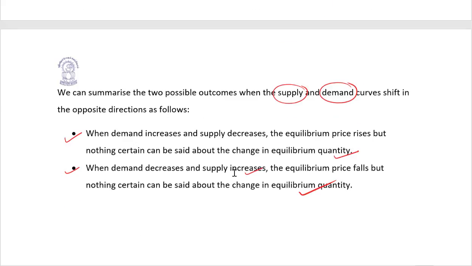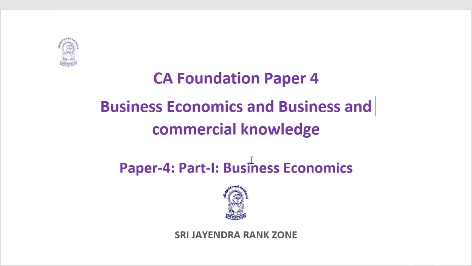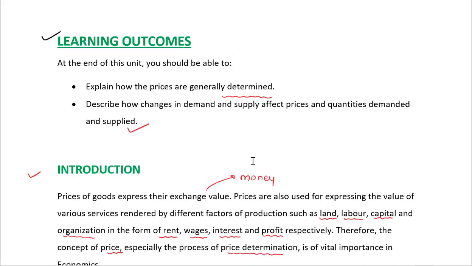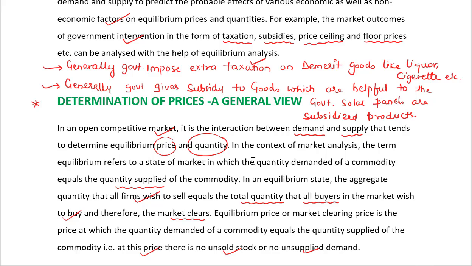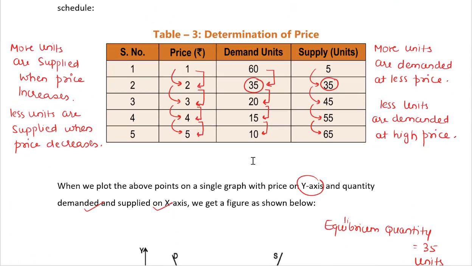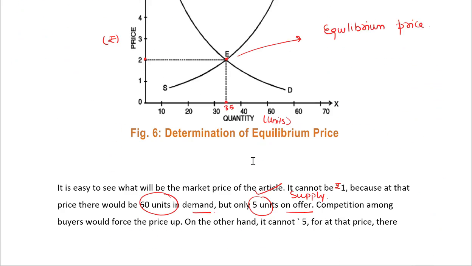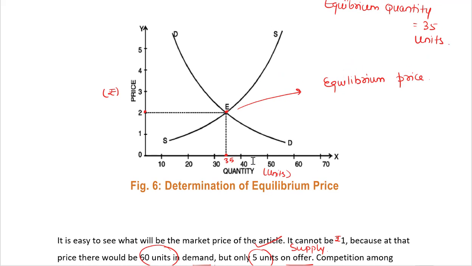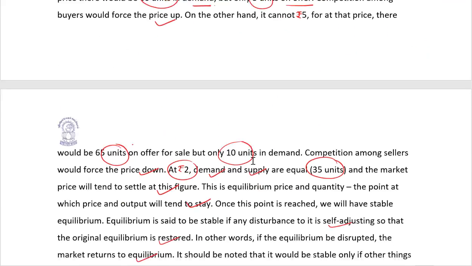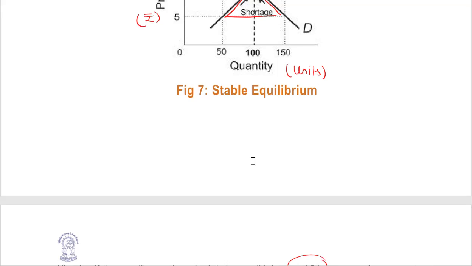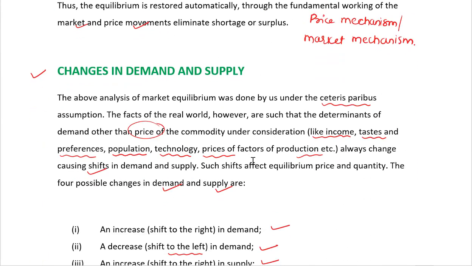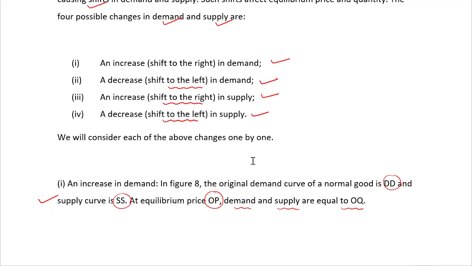Let's take a quick recap of what we have done in today's class. We learned the determination of prices, a general view on the basis of the market mechanism, that is the price mechanism. We saw the determination of equilibrium price on the basis of the demand curve and the supply curve. This is stable equilibrium. We have seen the changes in demand and supply: increase in demand, decrease in demand, increase in supply, decrease in supply.